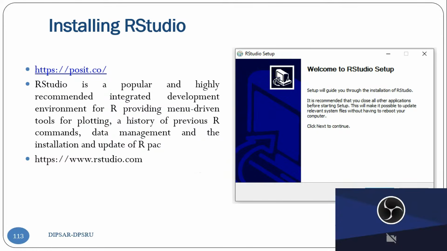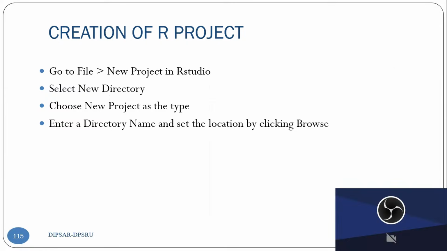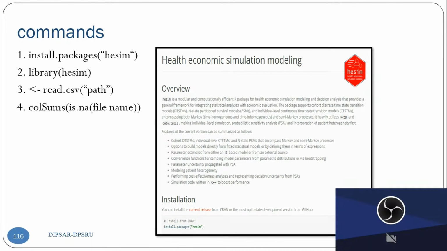R with RStudio, the site where RStudio is available, right? It opens like this, and then these are the same steps which you have to do. You have to create a project in R: select directory, choose new project, enter directory name, location, right? And these are the commands for health economic simulation modeling. Go through that: install packages, hesim, library, then read CSV, and then you can do these analyses.